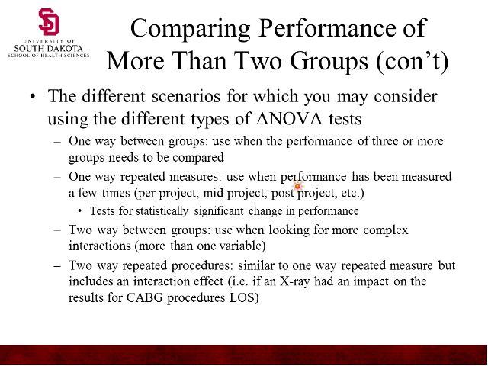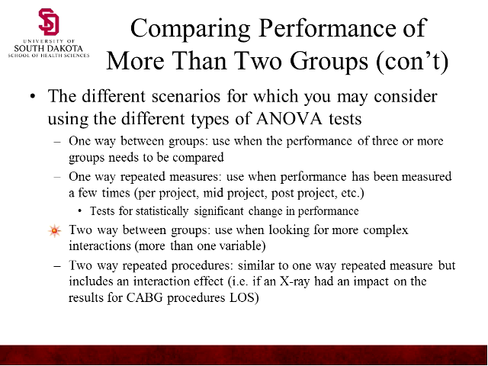Now, a two-way between groups is used when looking for more complex interactions, more than one variable. And this is like, for instance, we look between 3 hospitals and we start comparing which one has the higher severity in their patients, which one does the more risky surgeries, on and on. And you start comparing those to their length of stays, and you might find a comparison between them.